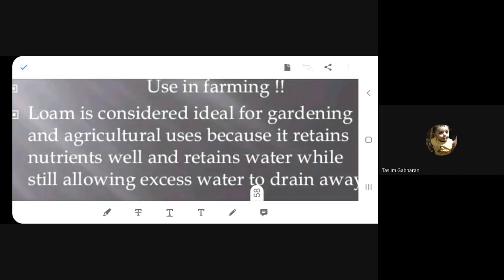Just a moment, Sakina. First you said ideal. It is ideal, not idle. I will show you. This is the spelling of ideal, and this is what you have pronounced. So you will pronounce it as ideal. Very good. You understood this?